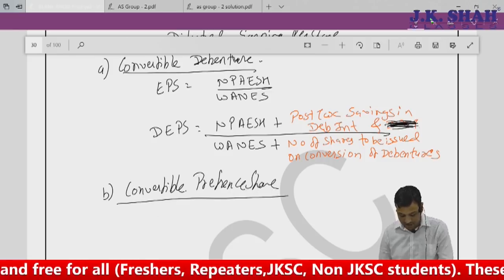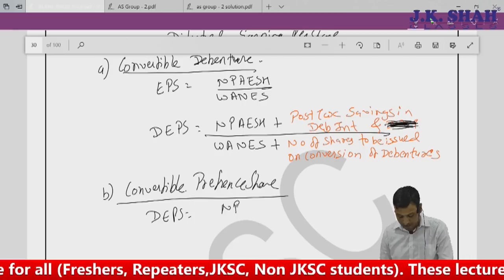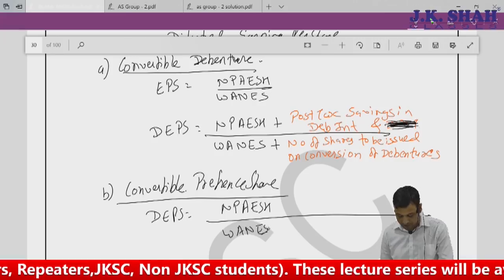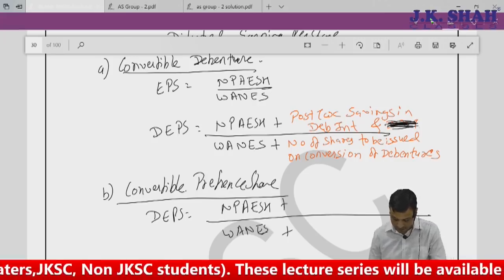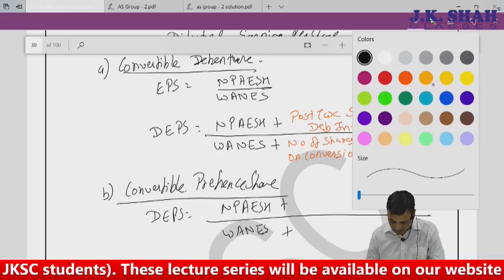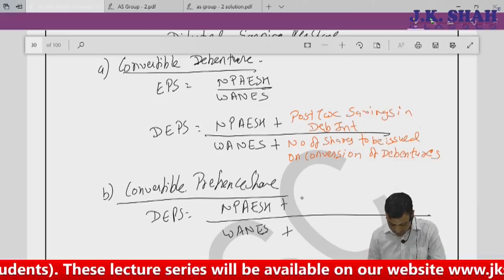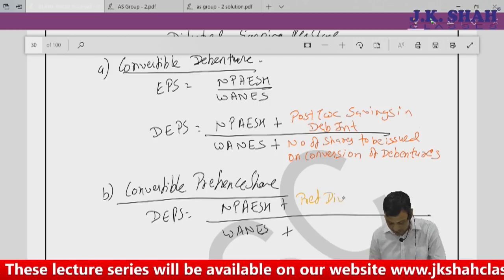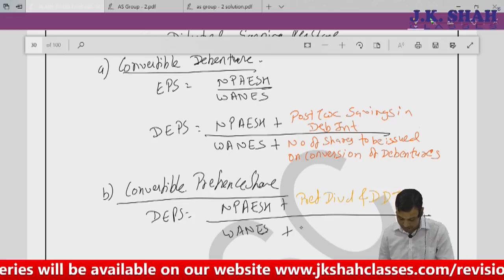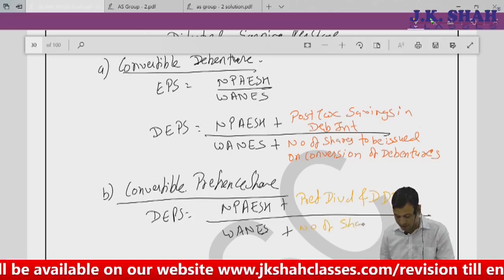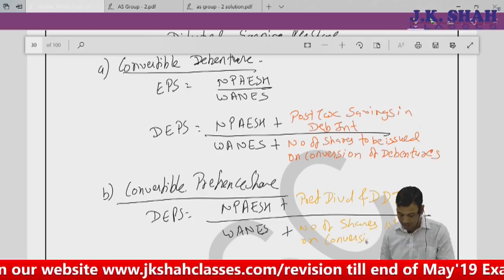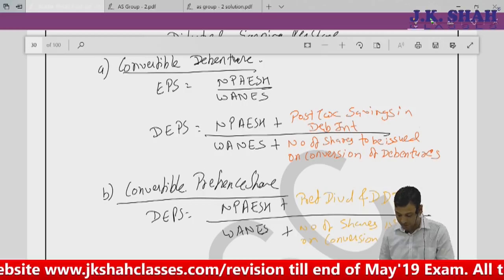If it is convertible preference shares, can I say my DEPS will be nothing but net profit attributable to equity shareholder divided by weighted average number of equity shares plus what? Plus preference dividend and dividend distribution tax. Yeah, dividend distribution tax will be here. And here, number of shares issued on conversion of preference shares.